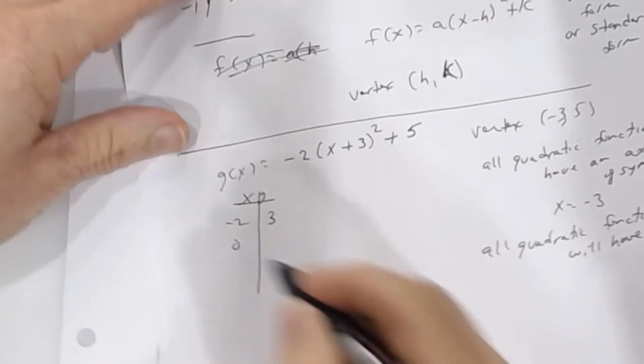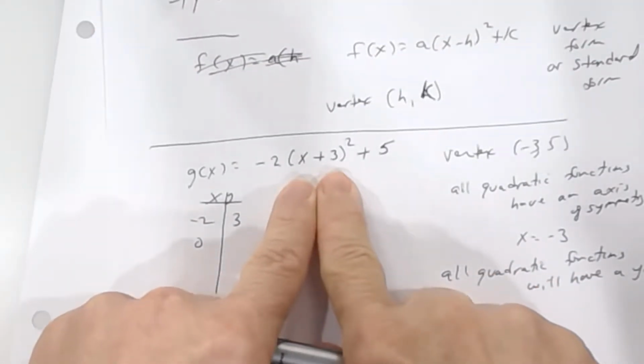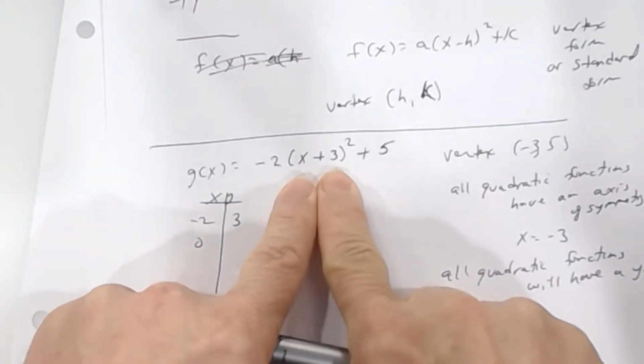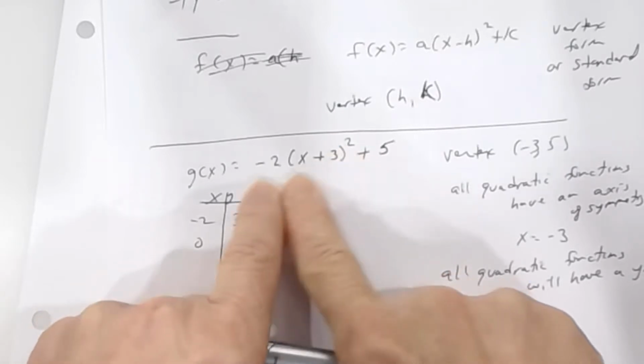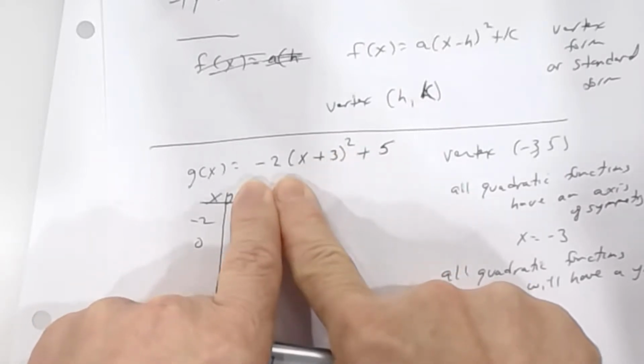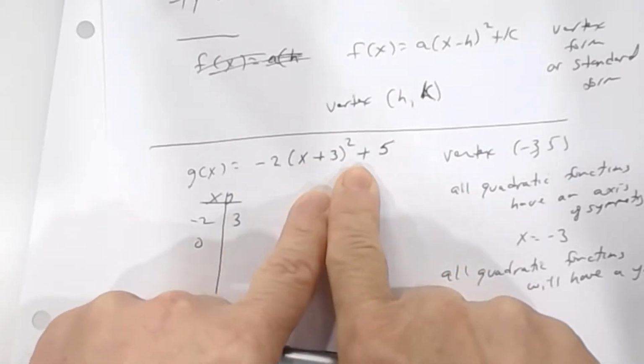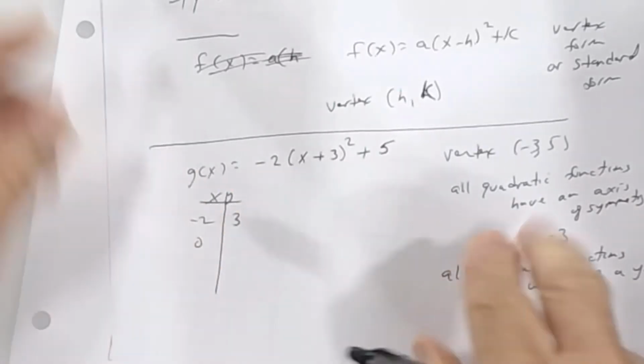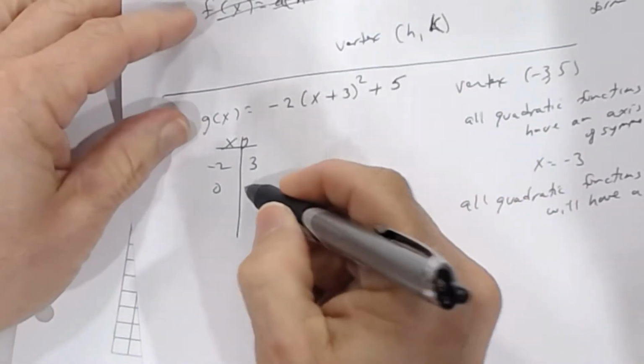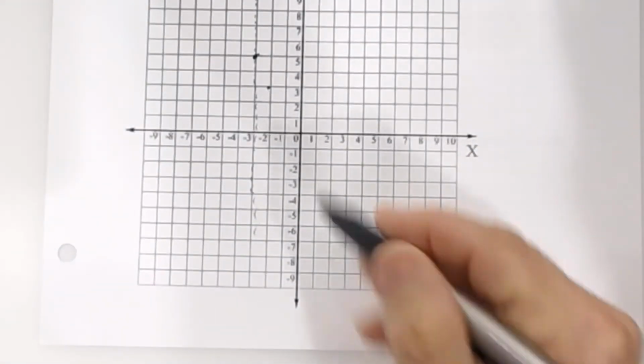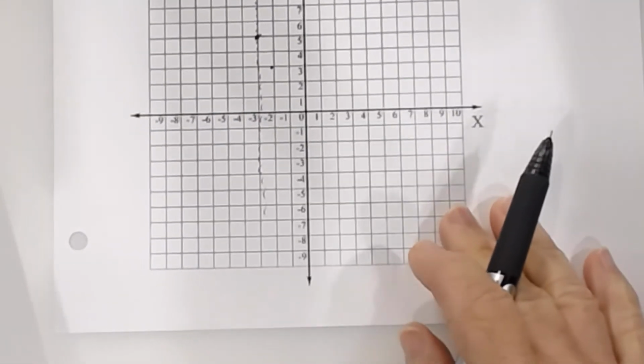All right, now listen carefully. You're almost done. If x is 0, what's 0 plus 3? 3. 3 squared? 9. 9 times -2? -18 plus 5? -13. I don't have enough room.